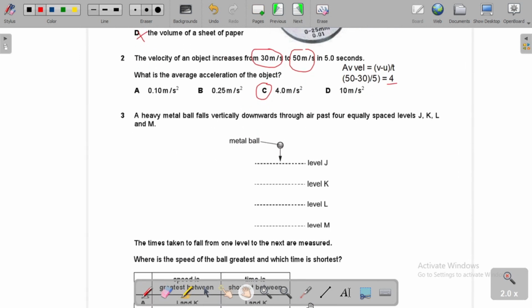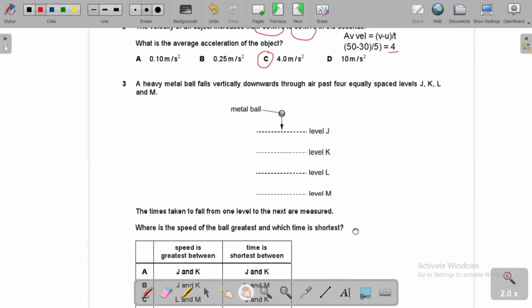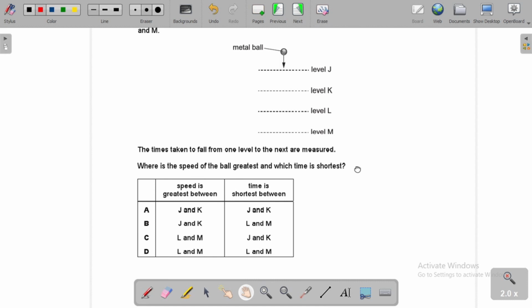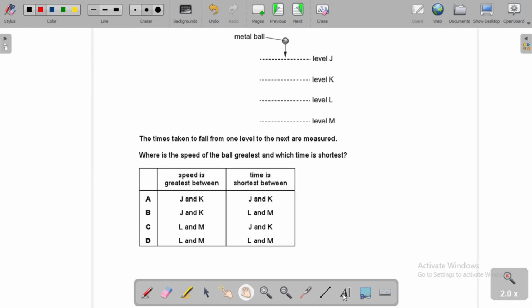A heavy metal ball falls vertically downwards through air past 4 equally spaced levels J, K, L, and M. The times taken to fall from one level to the next are measured. Where is the speed of the ball the greatest and which time is the shortest? The formula for speed is distance divided by time. Using this formula, you see that where the distance is greatest, the speed will be the greatest. And where the time is shortest, the speed will be the greatest.